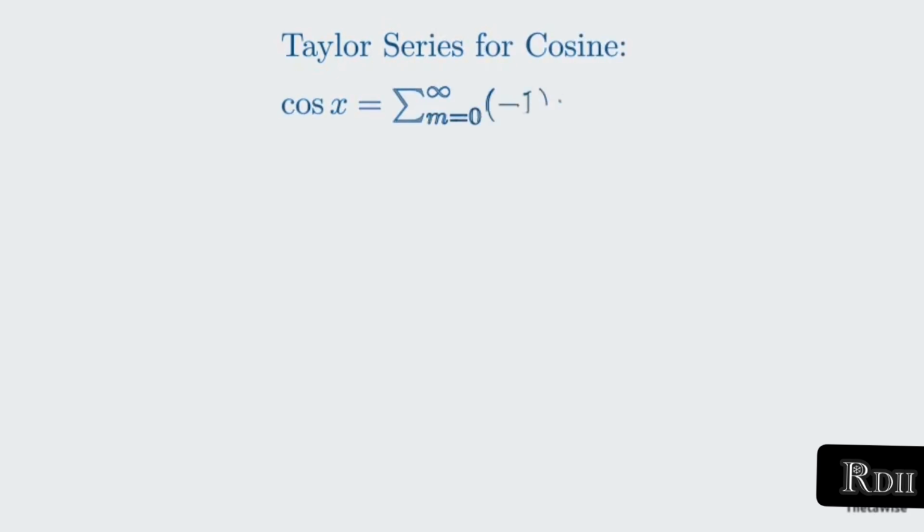Our first piece of the puzzle is the Taylor series for cosine. It states that the cosine of an angle x can be represented as this infinite sum. Don't worry about memorizing it, we'll be using this formula directly.